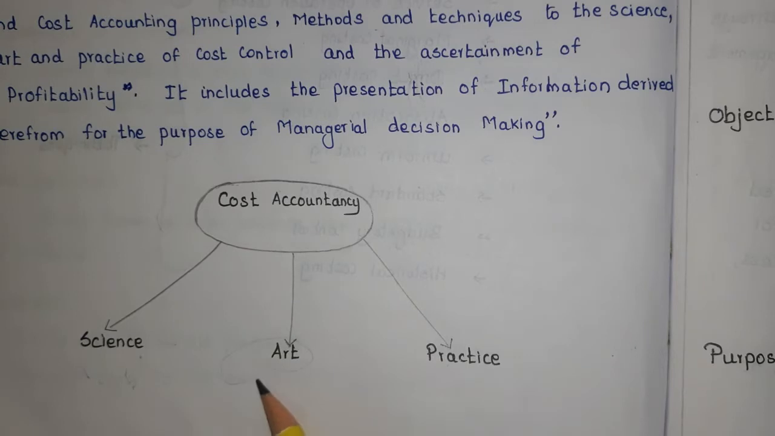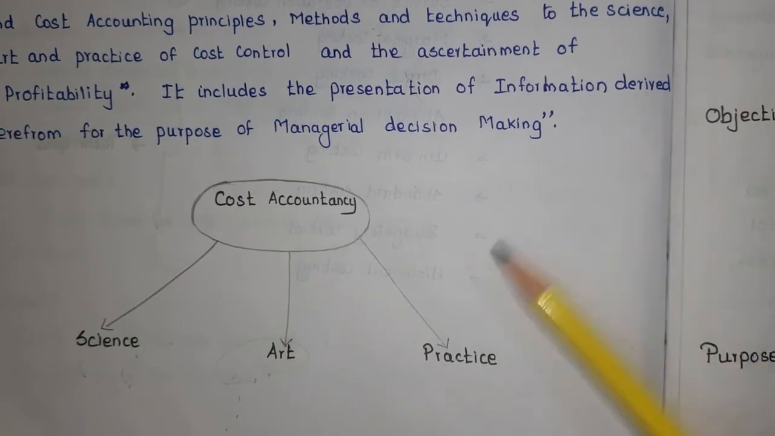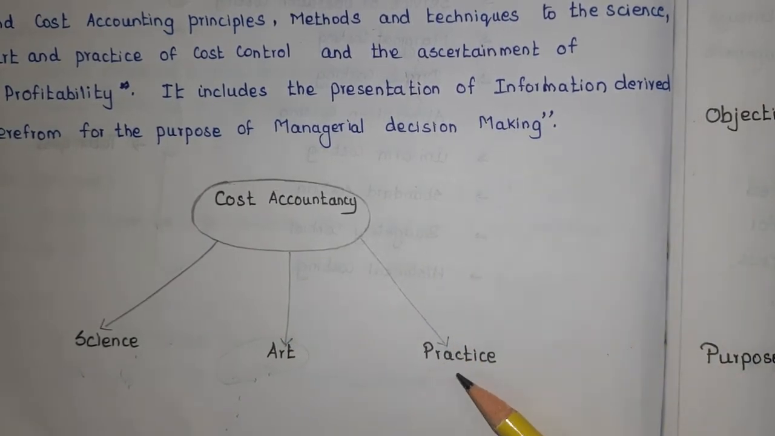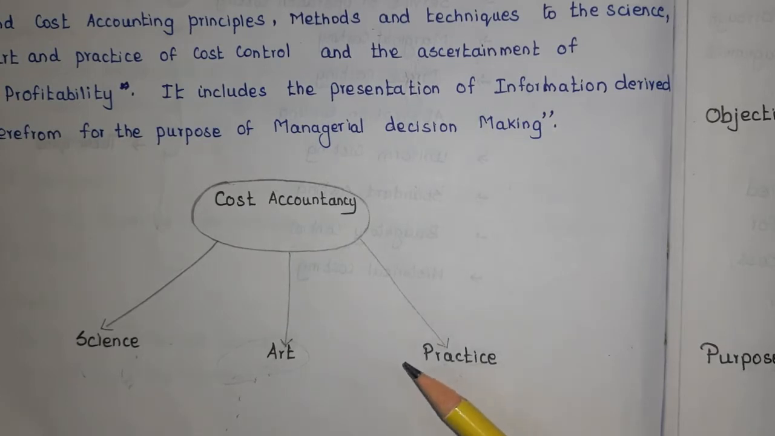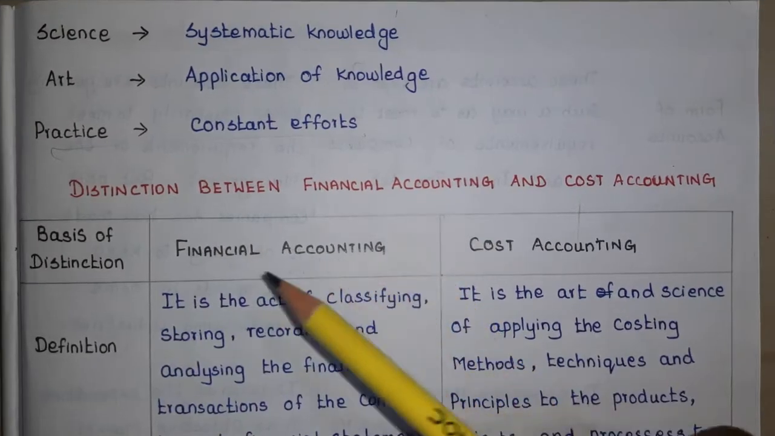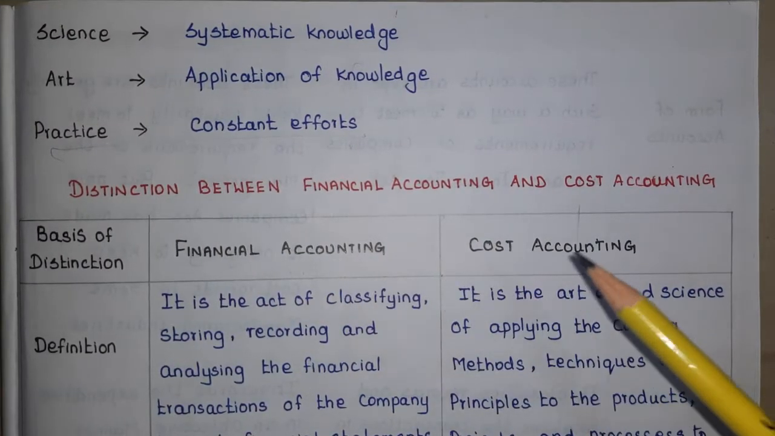It is also an art because it involves the application of knowledge and skill by the cost accountant in applying the principles, methods and techniques of cost accounting. It is also a practice because it requires constant efforts on the part of the cost accountant in the field of cost accountancy, and the cost accountant has to keep himself continuously informed about the latest development in the profession. The next topic is difference between financial accounting and cost accounting.